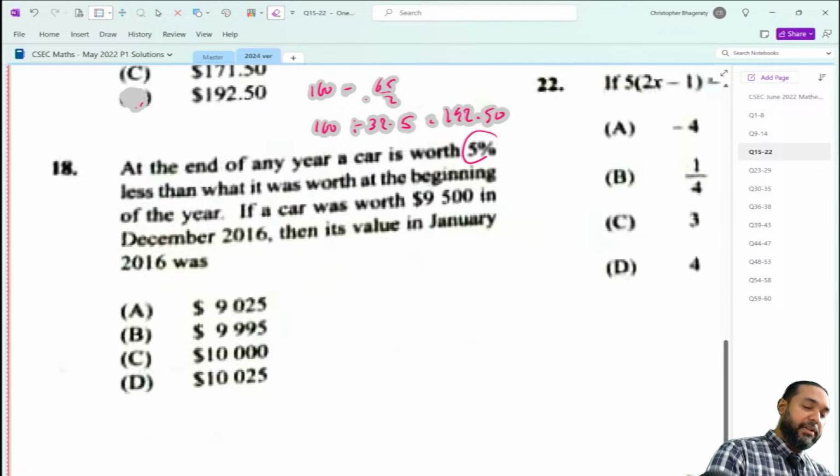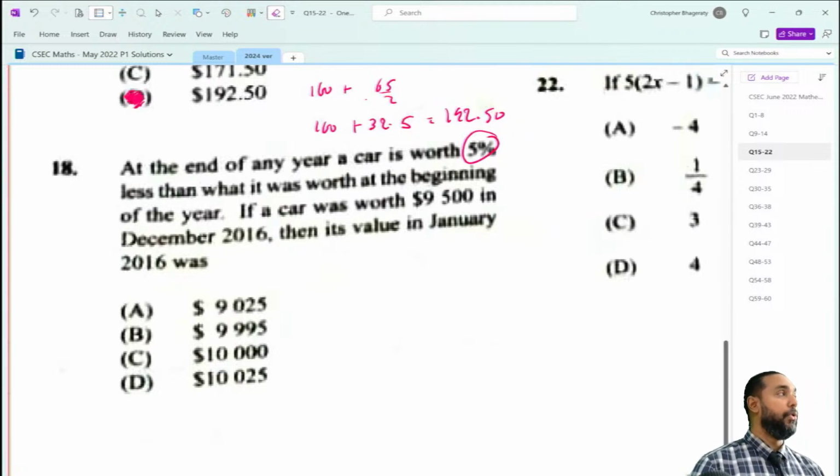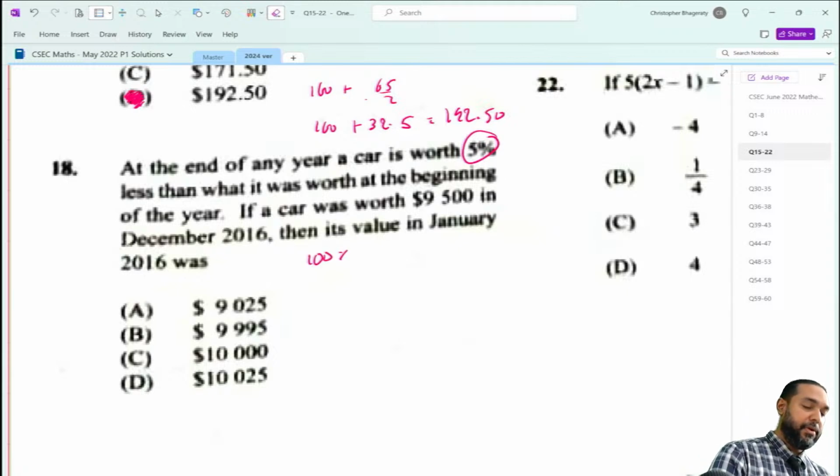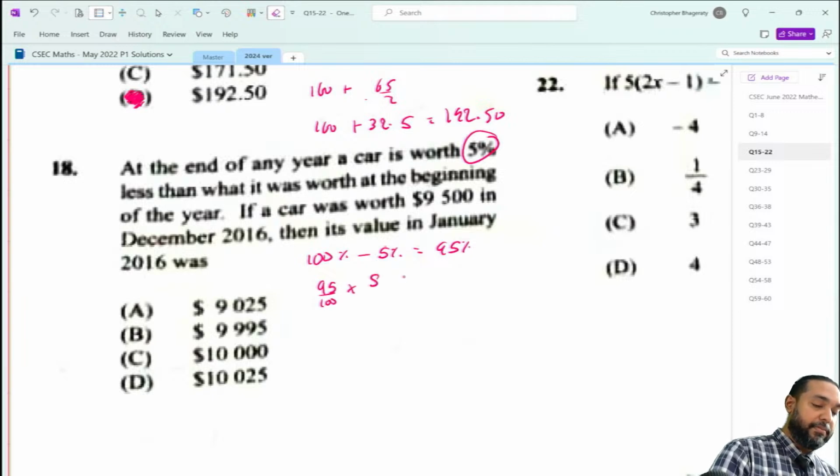So if you lose 5% from a whole, what percentage is a whole? 100%. So if you take 100% and minus 5%, you're going to be left with 95% of the value you started with, right? So if you find 95% of the value at start, that'd be equal to 9,500. To find the value at start, we'll take 9,500 and divide it by 95%.